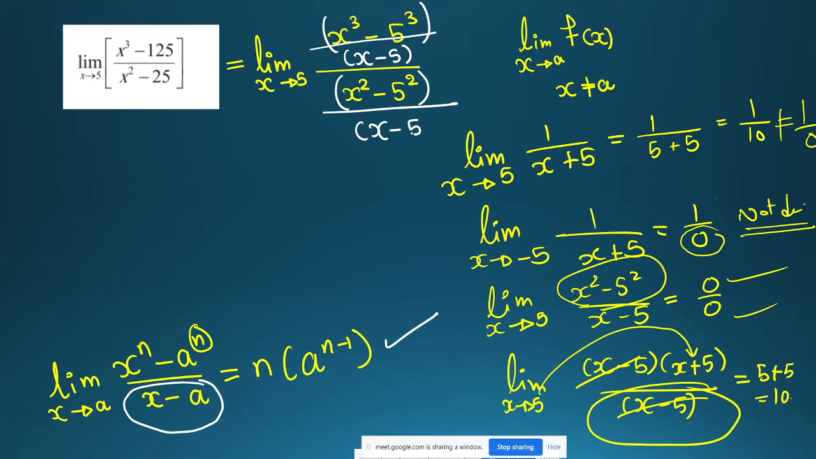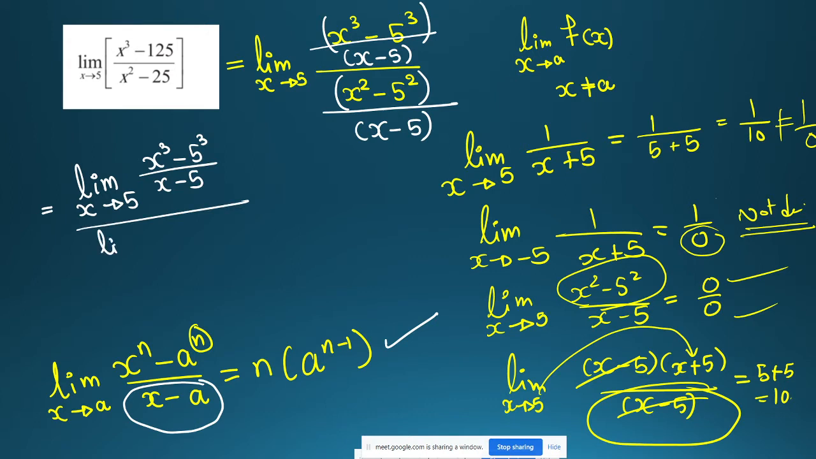So whatever I divided on top, I have also balanced by dividing it in the denominator. So now these two will cancel and I have the same thing, right? Now what we do is we just apply this limit to both of them. Limit x tends to 5, x raised to 3 minus 5 raised to 3 divided by x minus 5, divided by limit x tends to 5, x square minus 5 square divided by x minus 5.